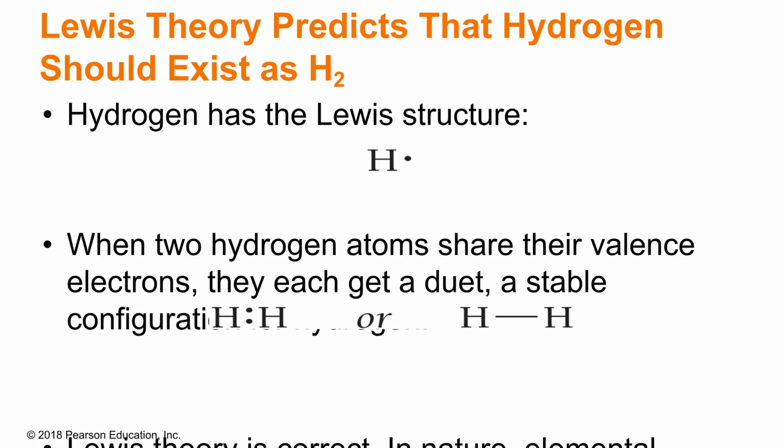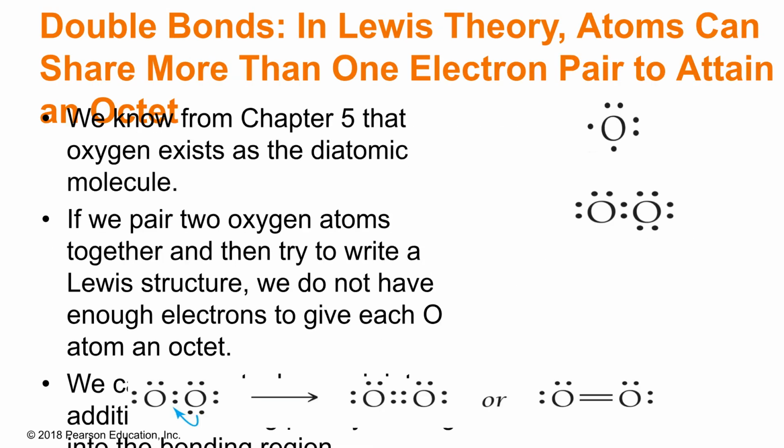Lewis theory explains why halogens exist as diatomic molecules. By pairing together, 2 chlorine atoms can share electrons to each reach an octet. Similarly, hydrogen exists as H₂. When 2 hydrogen atoms share their valence electrons, they each achieve a stable duet configuration.